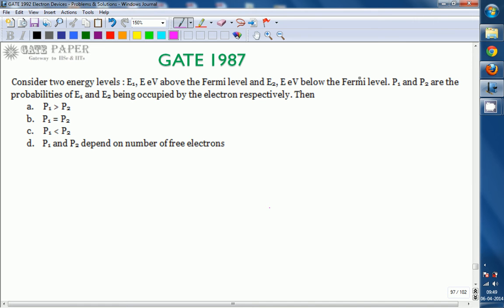Okay. So, we know the Fermi-Dirac equation. The Fermi-Dirac function is going to be indicated as f of E. f of E is equal to 1 by 1 plus e power (E minus EF) divided by KT. Where E is the given energy level, and EF is the Fermi energy level.